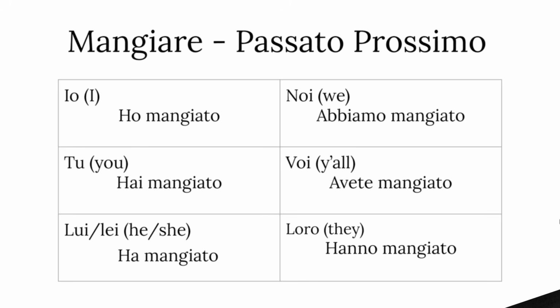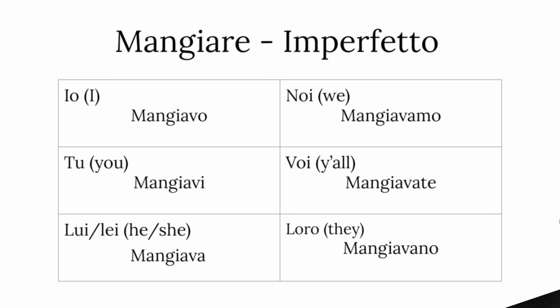Passato prossimo, super regular. Io ho mangiato, tu hai mangiato, lui or lei ha mangiato, noi abbiamo mangiato, voi avete mangiato, loro hanno mangiato. We use the verb to have, so the past participle is always the same. It never changes. Imperfetto. Io mangiavo, tu mangiavi, lui, lei mangiava, noi mangiavamo, voi mangiavate, loro mangiavano.